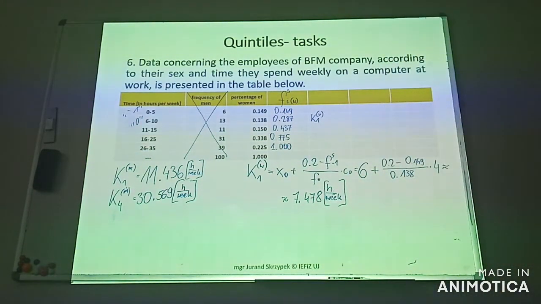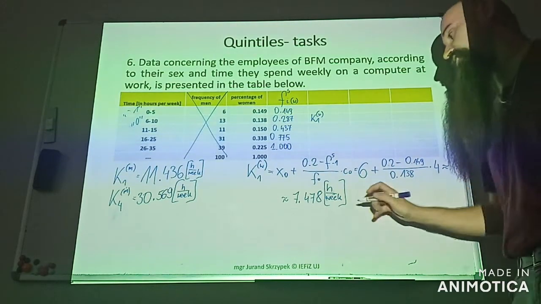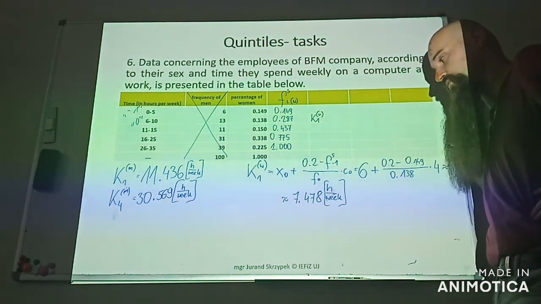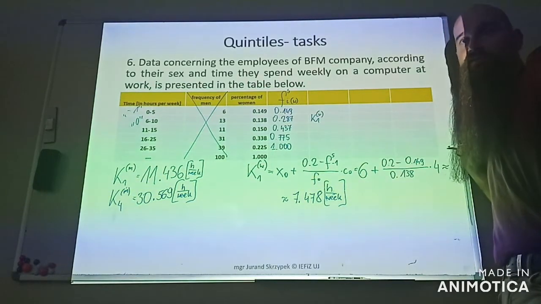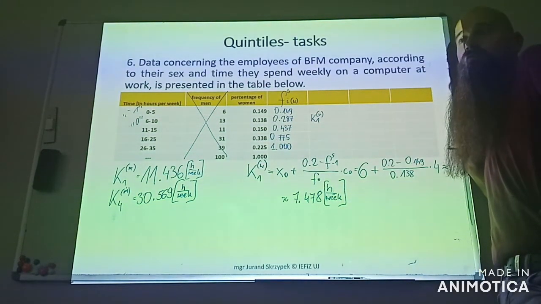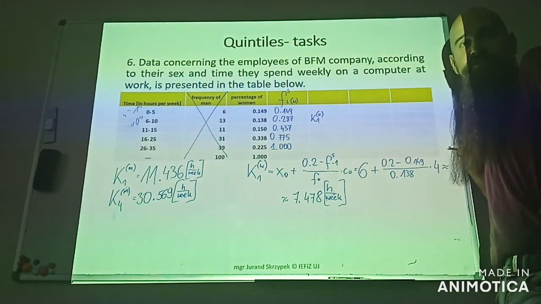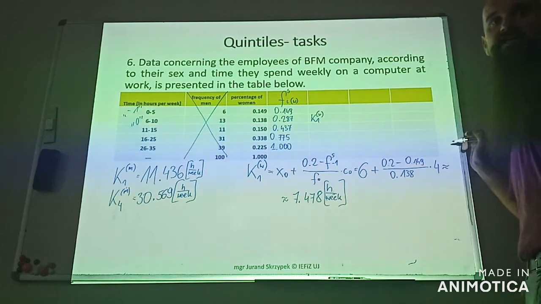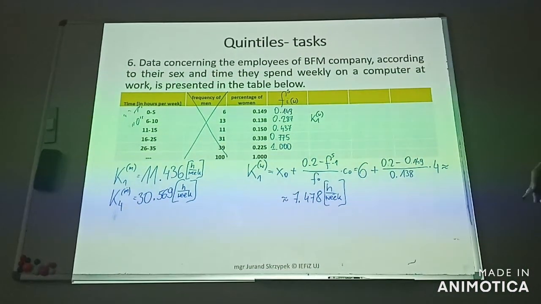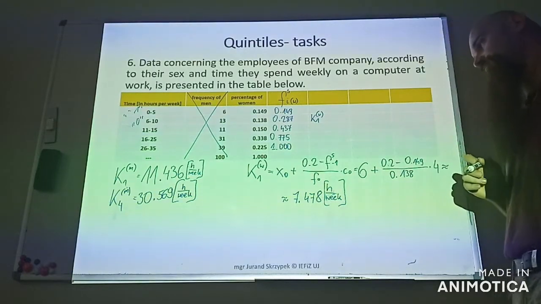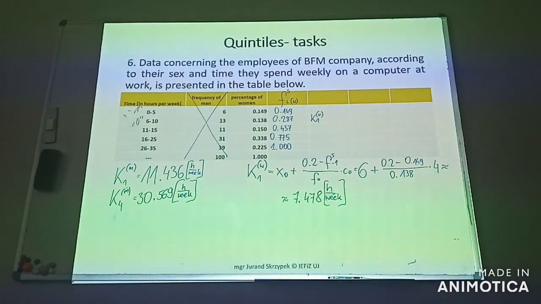And the interpretation of that amount is the following: 20% of the population of women spend their weekly time in front of the computer not greater than 7.5 hours per week, or 20% of women who spend the least time in front of the computer are characterized by the amount of time not greater than 7.5 hours per week.